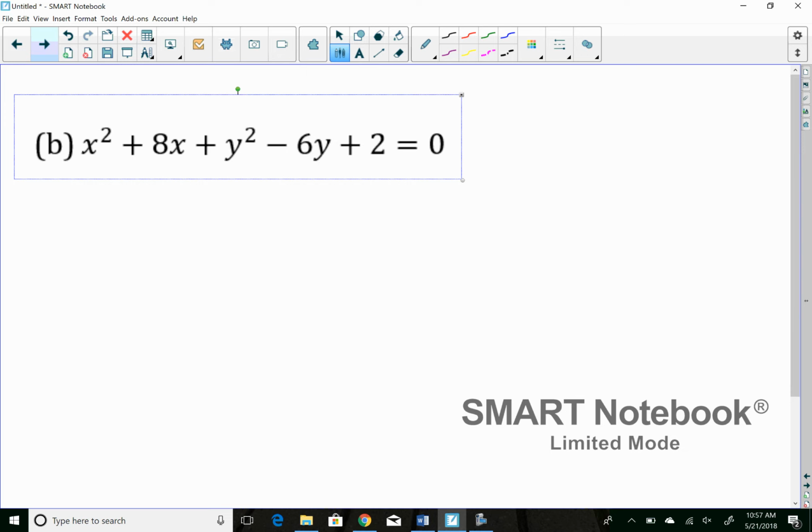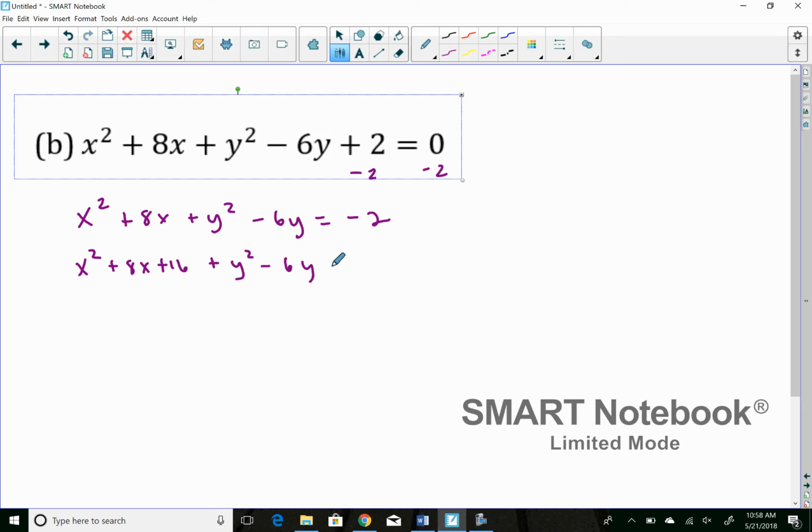Part B is the same kind of question, just different numbers. So start by subtracting 2. Combine your x terms together, which they already were, which is nice, and the y terms together. And then we have to start thinking about how to complete the square. So half of 8 is 4, and 4 squared is 16. So I have 8x plus 16. Half of 6 is 3. 3 squared is 9. So I'm going to put plus 9. So then I'll add 16 and add 9.